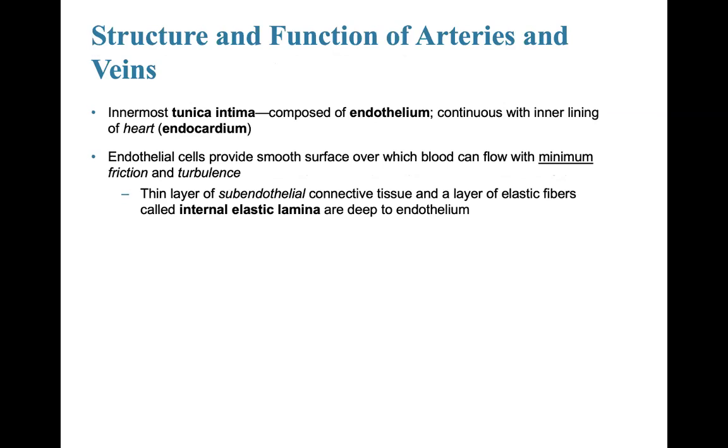The innermost, the tunica intima, is composed of endothelium. It is continuous with the inner lining of the heart, which, if you remember, is called the endocardium. The endothelial cells provide a smooth surface over which blood can flow with minimal friction and turbulence. It's when you have scar tissue or plaque buildup that blood flow becomes more turbulent, which could be detrimental.